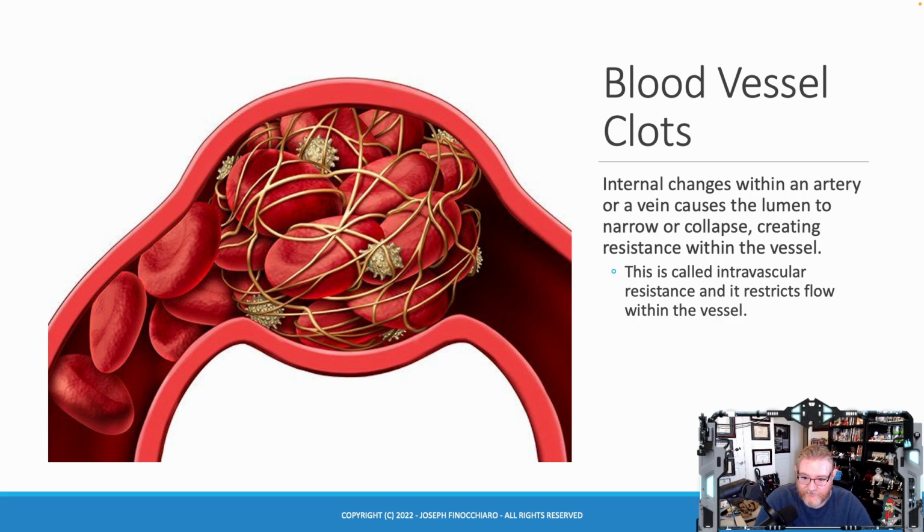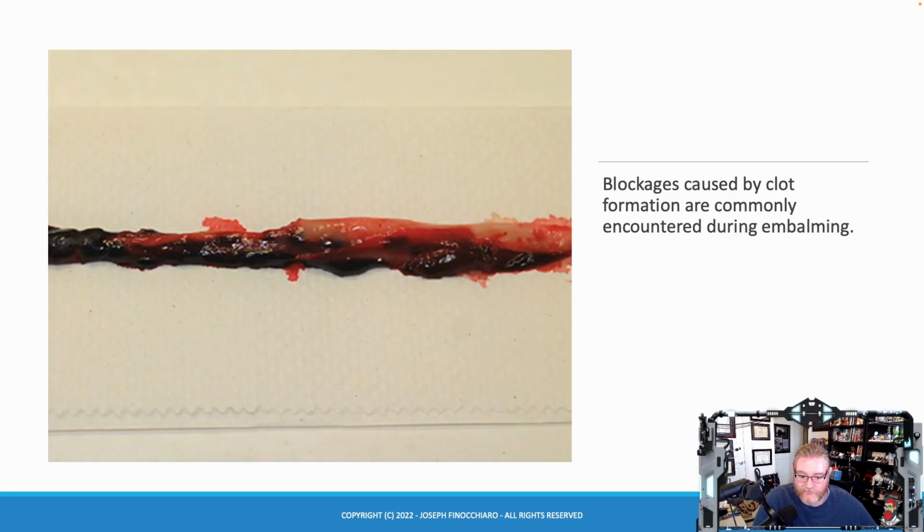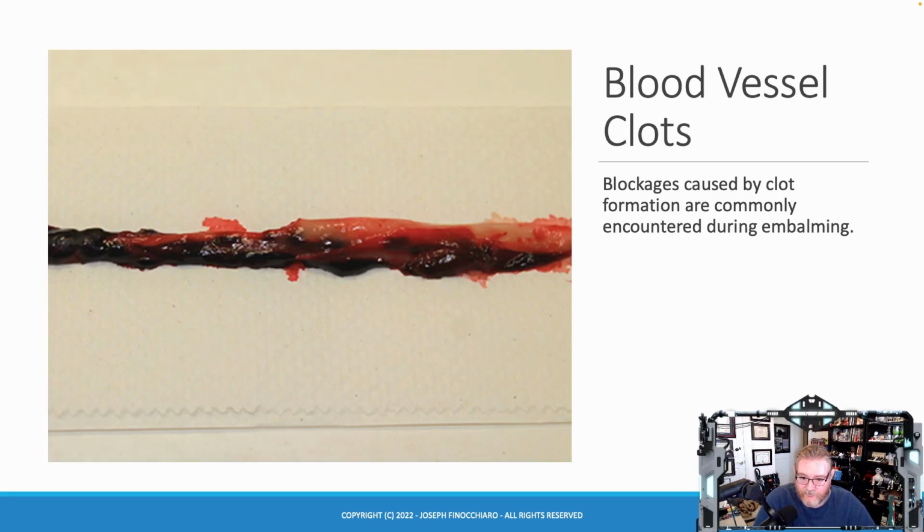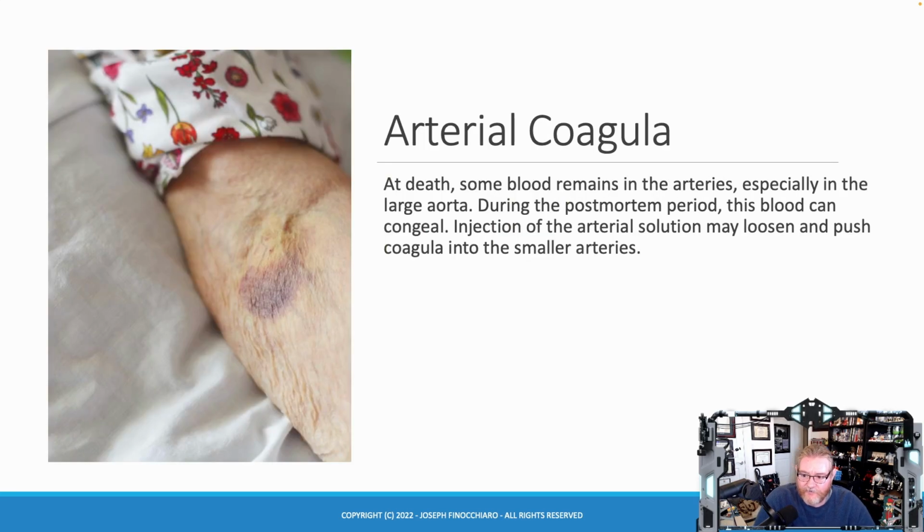Blood vessel clots. Internal changes within an artery or a vein cause the lumen to narrow or collapse, creating resistance within the vessel. This is called intravascular resistance, and it restricts flow within the vessel. Blockages caused by clot formation are commonly encountered during embalming. At death, some blood remains in the arteries, especially in the large aorta. During the post-mortem period, this blood can congeal.